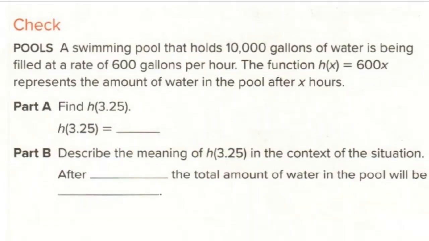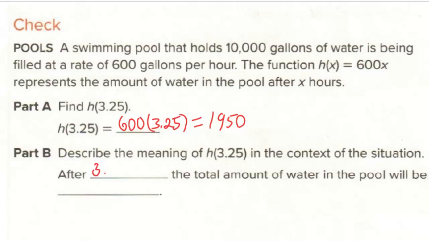For this check, we have pools. A swimming pool that holds 10,000 gallons of water is being filled at a rate of 600 gallons per hour. The function h of x equals 600x represents the amount of water in the pool after x hours. So part A, find h of 3.25. So h of 3.25 will equal 600 times 3.25, which should give us 1950. So part B, describe the meaning of h of 3.25 in the context of the situation.